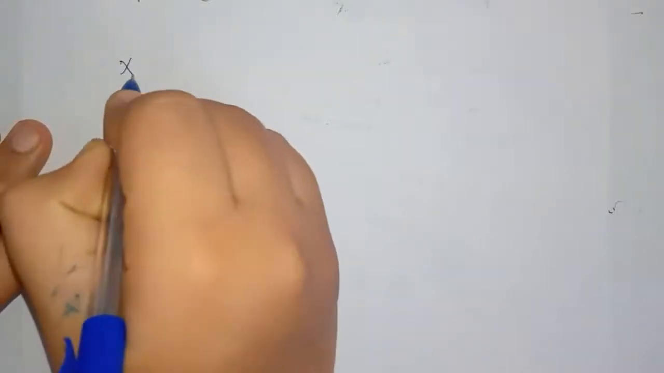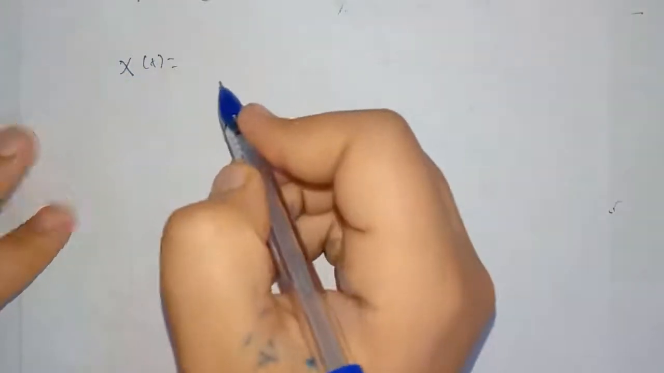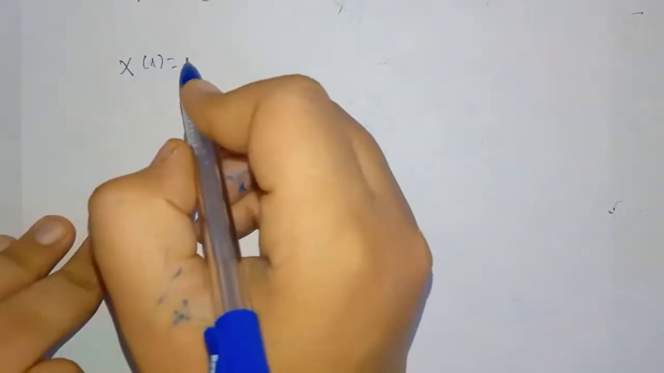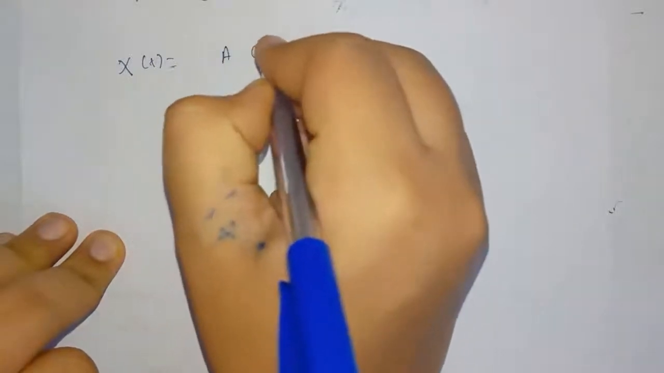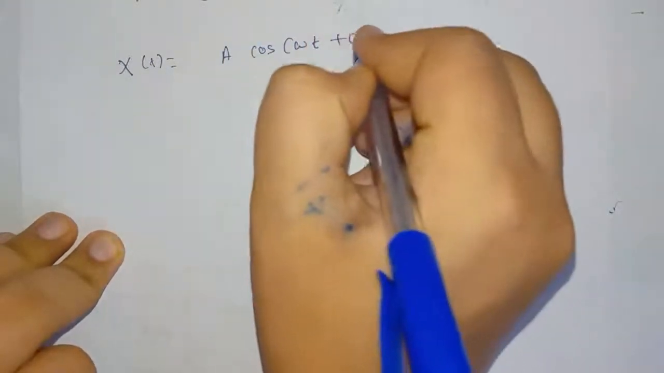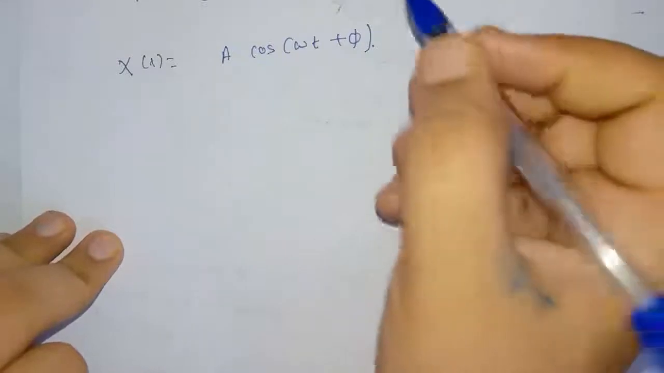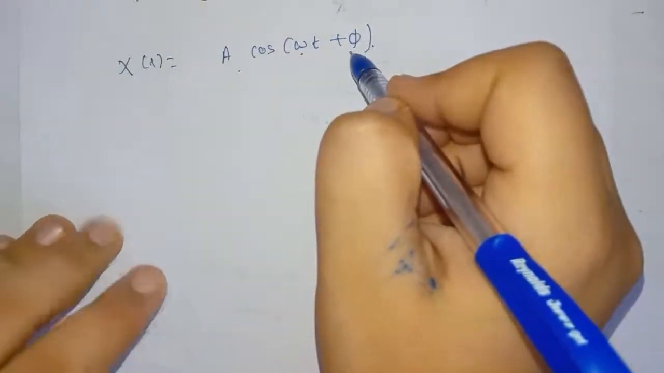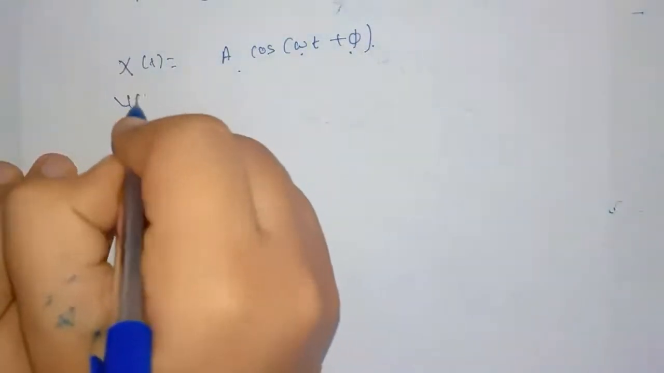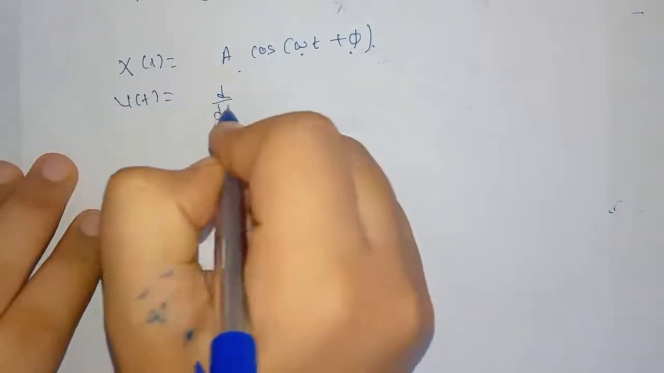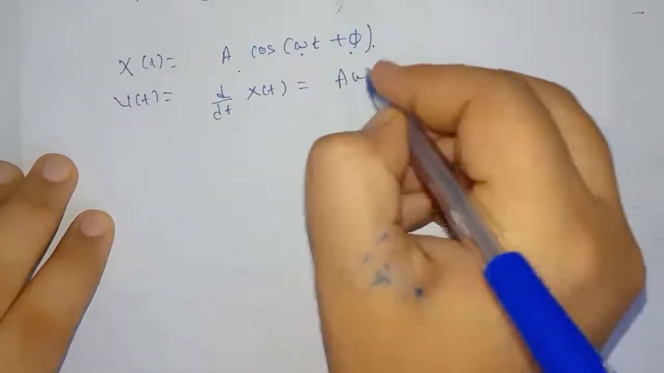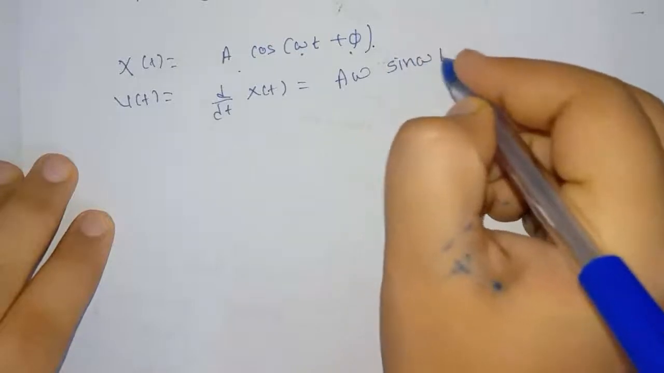We can prove this mathematically. Let's say the position equation of a particle executing SHM is given by x of t is equals to a cos of omega t plus phi. Omega is the angular frequency, a is amplitude, and phi is initial phase. So its velocity will be d by dt of x of t, that will be equal to minus a omega sine omega t plus phi.